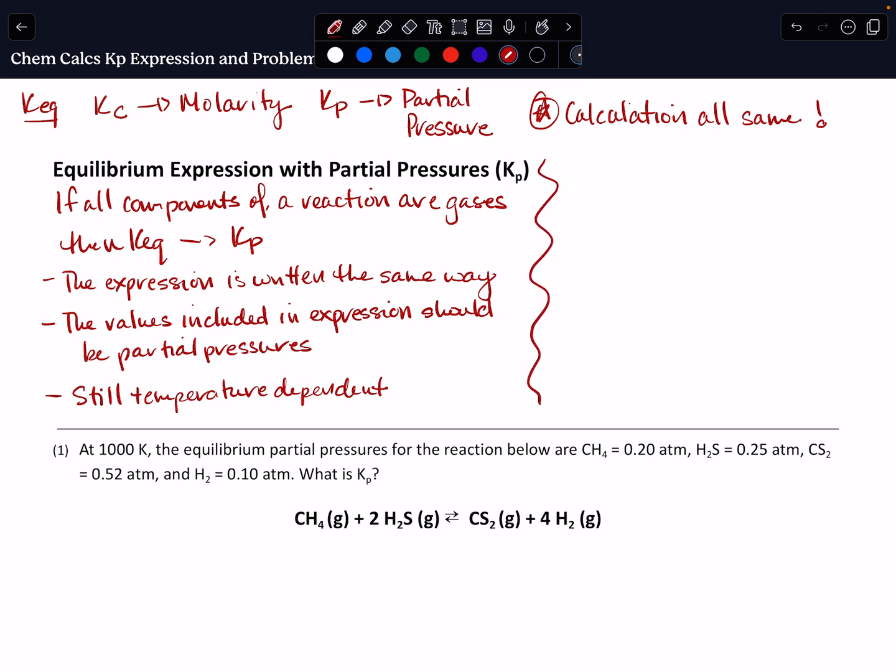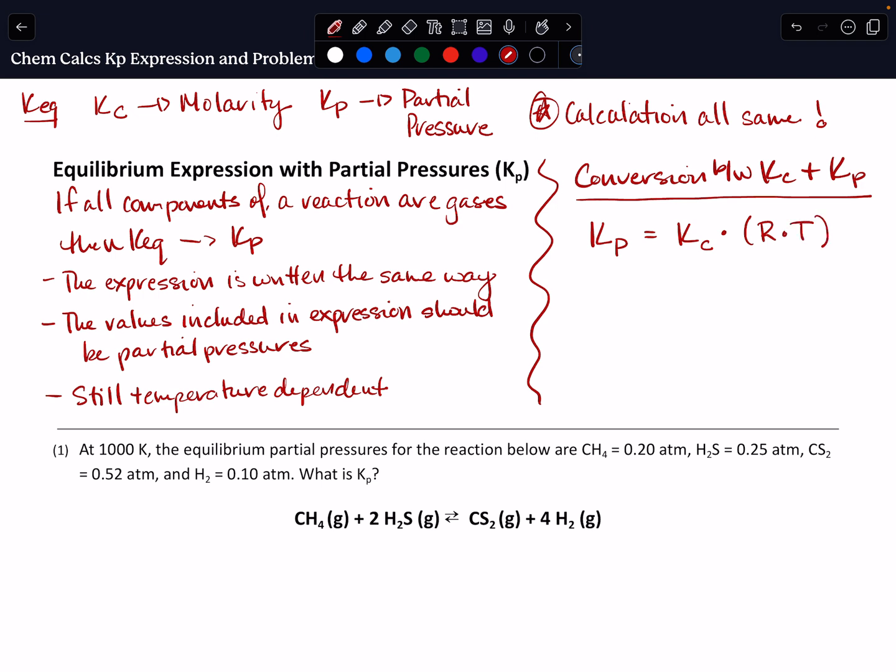All right, now one kind of cool thing that you could do is convert between Kc, where you have molarities, and Kp, where you have partial pressures. So the conversion between Kc and Kp is a formula where the equilibrium constant with pressure values is equal to the equilibrium constant with molarity values times a correction factor. And this is going to be the gas law constant times whatever the temperature is, raised to the delta N power. All right, so this is going to be our formula.